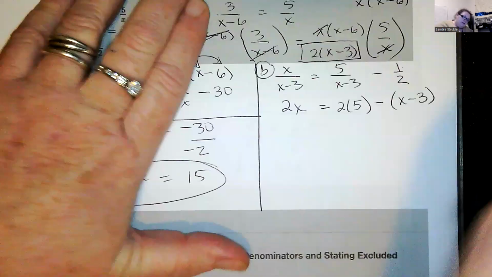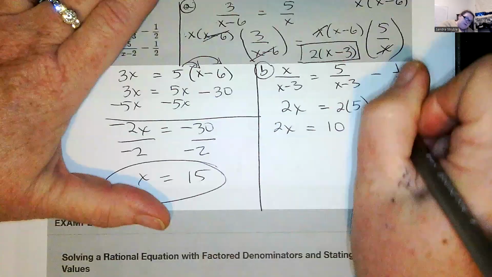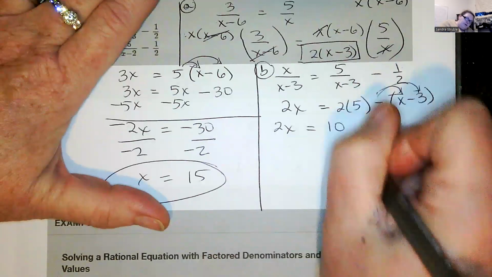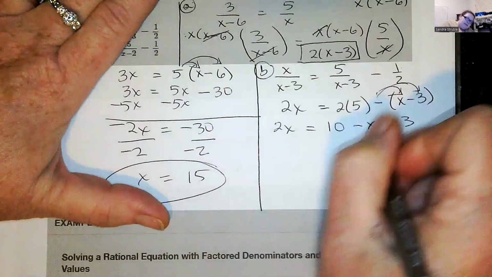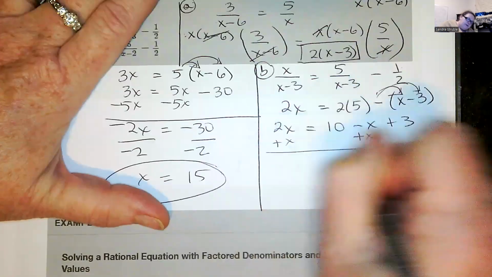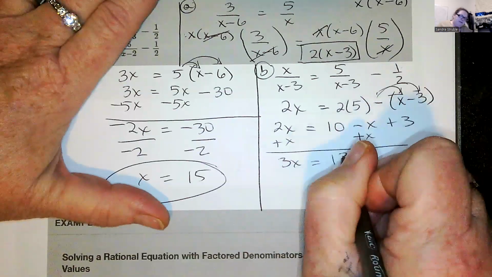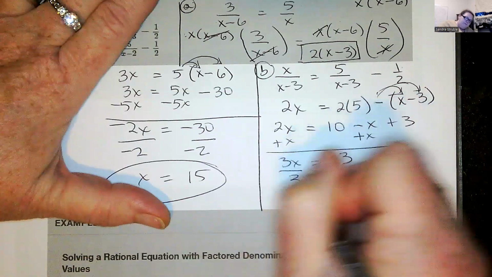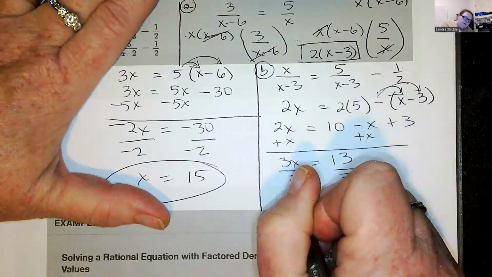All right, so we've got 2x equals 10. Now distribute that negative 1 over the binomial, and you get negative x plus 3. We'll take the x to the other side and combine like terms. So plus x, we get 3x is equal to 10 plus 3, which is 13. Divide both sides by 3, and x equals 13 over 3.